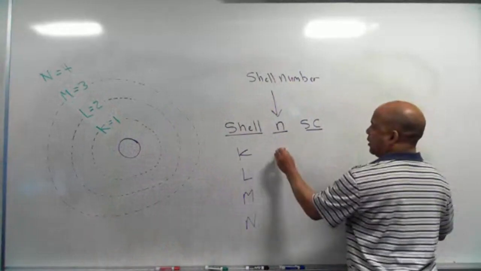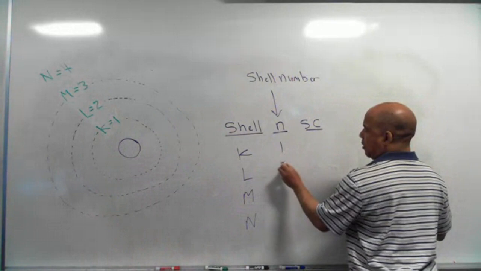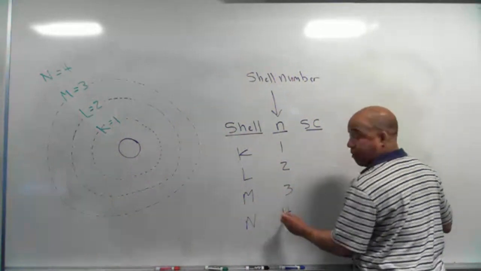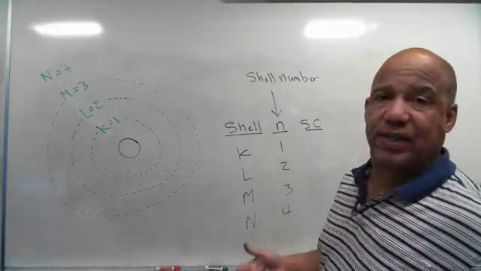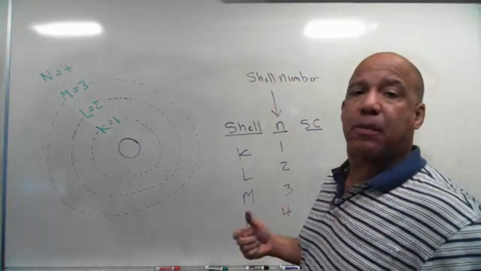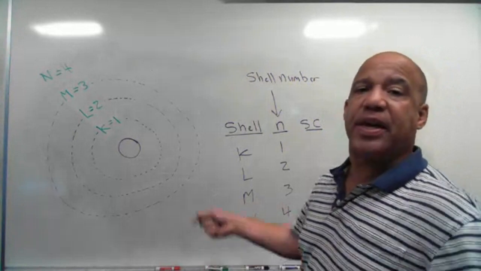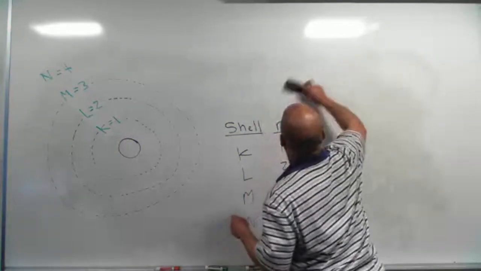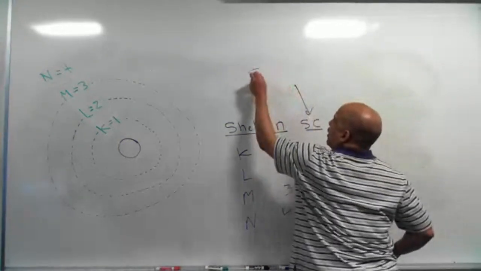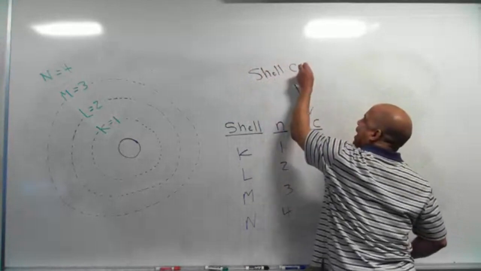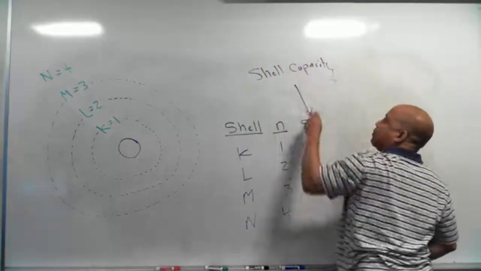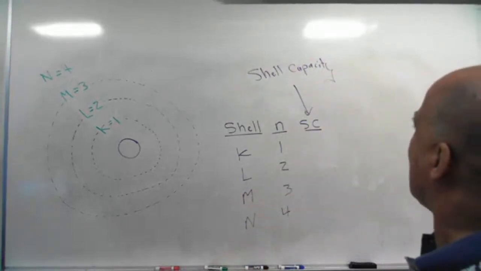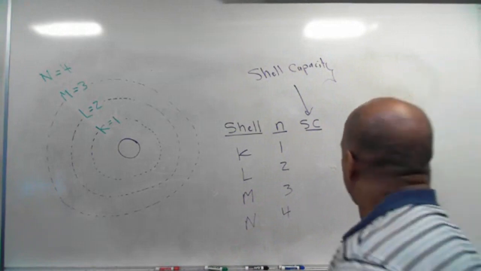And so K has a shell number of 1, L has a shell number of 2, M is 3, and N is shell number 4. What we're interested in, though, is the shell capacity. The shell capacity is the maximum number of electrons each shell can hold. And so that's this last column. I'm not going to write it on the board, but you make sure you write it in your notes. What I mean by shell capacity is the maximum number of electrons each shell can hold.